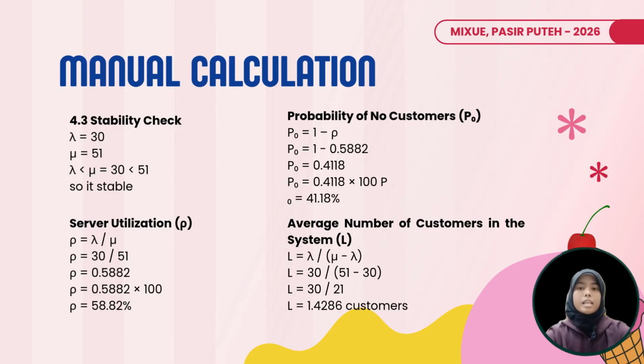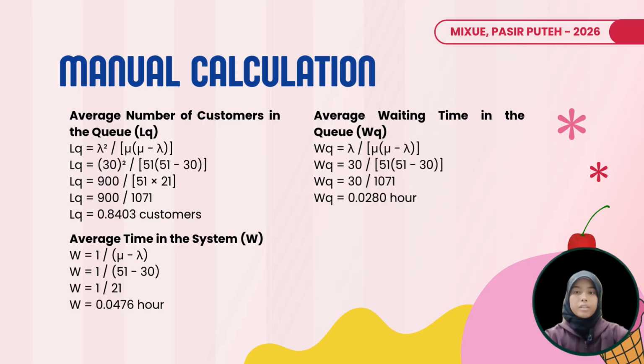Server utilization is 58.82%, leaving a 41.18% probability of an empty system. The average customer count in the system is 1.43. The average queue length is 0.84 customers. On average, a customer spends 0.0476 hours in the system, and the wait is 0.028 hours strictly in line.